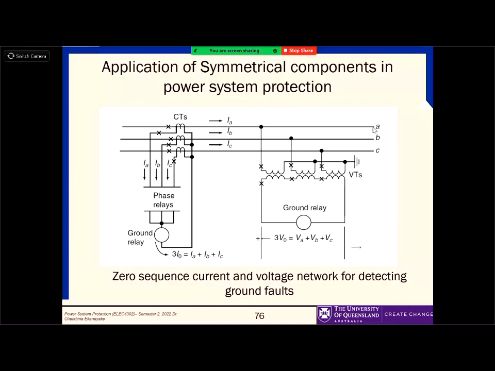Can you see a relay here? First of all, the left hand side is a current measurement system, and the right hand side is a voltage measurement system. Since we can't directly measure these currents, we put something called current transformers across here. Can you see these crosses? Sometimes you get confused, but why do we have these crosses here? The dot thing, that's very important.